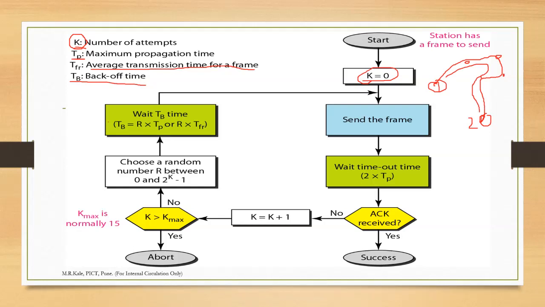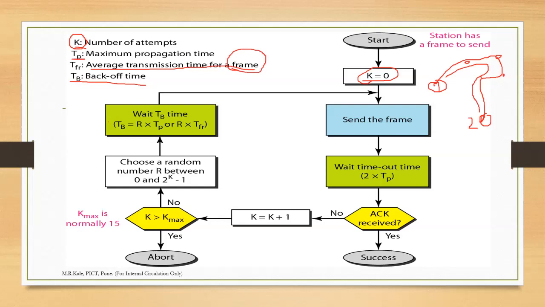That is denoted by TP. Average transmission time for a frame is TFR. Depending on the channel speed, we can calculate how much time is required to send one frame. It also depends on how many bits are contained in a frame. TB is the back off time. We will see eventually what back off is.